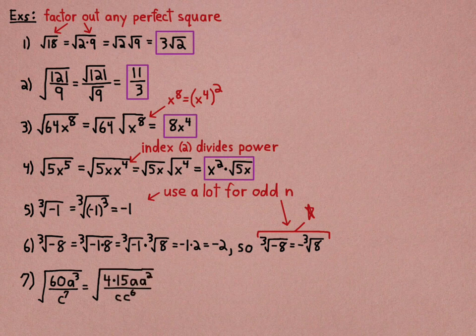So 60 is 4 times 15. 4 is a perfect square. A cubed is a times a squared, and a squared is a perfect square. And c to the 7th is c times c to the 6th. C to the 6th is a perfect square. So for square roots, you're factoring so that one factor has an even power, because those are perfect squares.